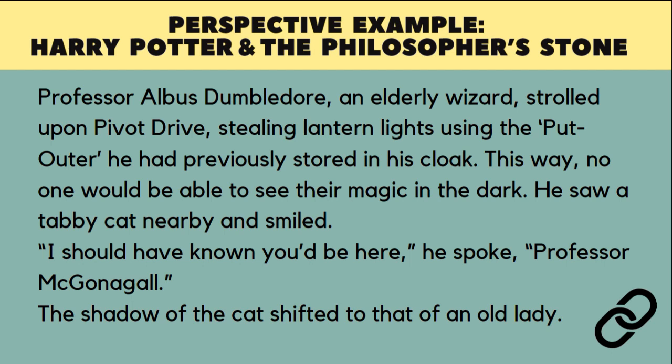Professor Albus Dumbledore, an elderly wizard, strolled upon Privet Drive, stealing lantern lights using the put-outer he had previously stored in his cloak. This way, no one would be able to see their magic in the dark. He saw a tabby cat nearby and smiled. I should have known you'd be here, he spoke, Professor McGonagall. The shadow of the cat shifted to that of an old lady.